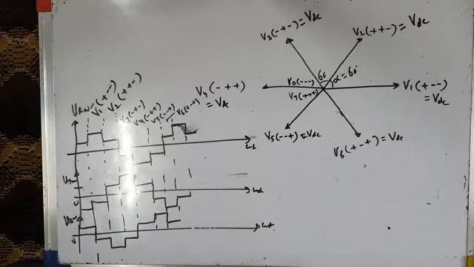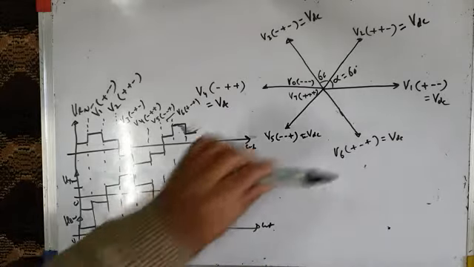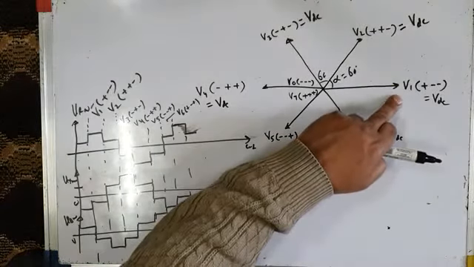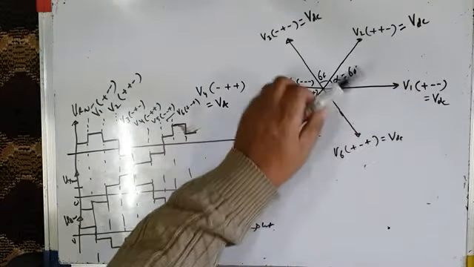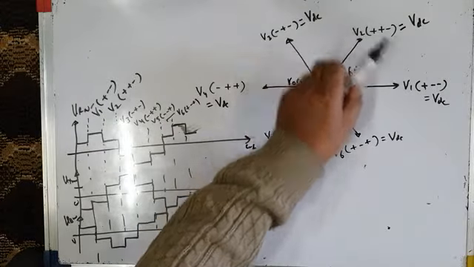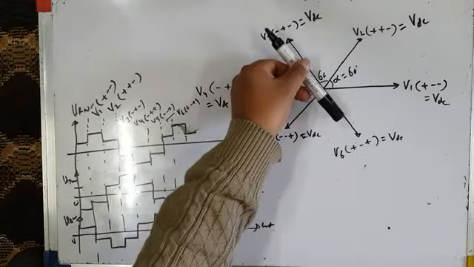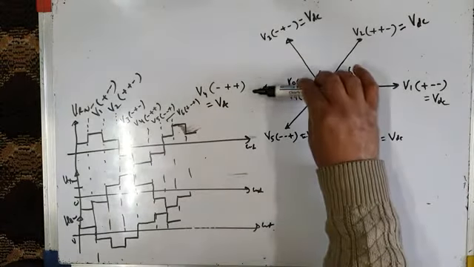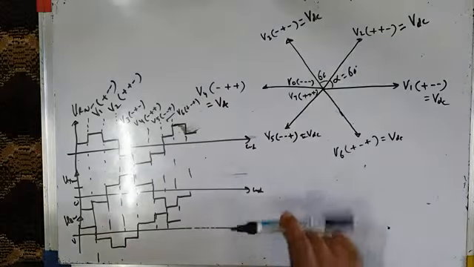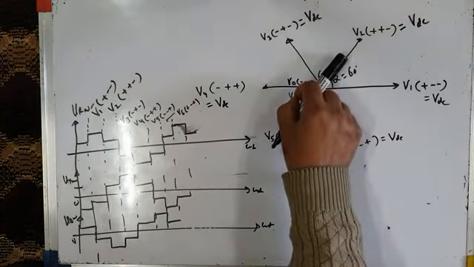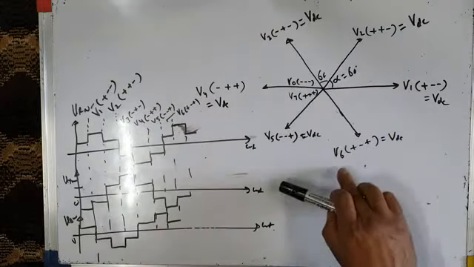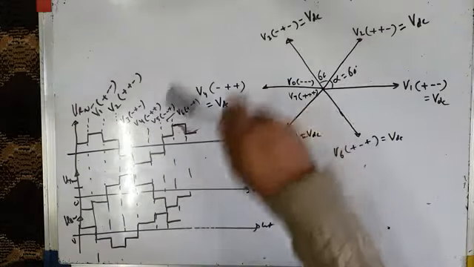So therefore, in a nutshell, we could say that in 6-step mode, the inverter applies voltage vector V1 across the load. This voltage vector is there for 60 degrees. After 60 degrees, it applies voltage vector V2 across the load. After another 60 degrees, it applies voltage vector V3 across the load. After another 60 degrees, it applies voltage vector V4 across the load. After another 60 degrees, it applies voltage vector V5 across the load. And after another 60 degrees, it applies voltage vector V6 across the load, and then the cycle is complete.